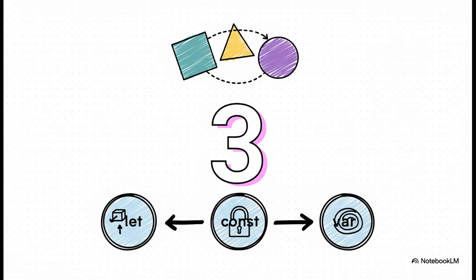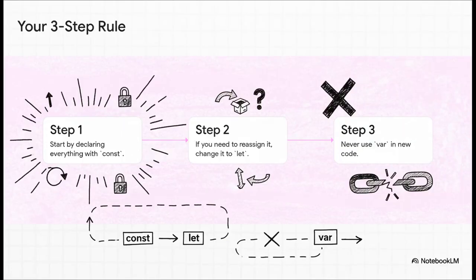In fact, we can boil this entire explainer down to one simple 3-step rule that will never, ever steer you wrong. Here it is. Step 1. Always start by declaring your variables with const. Step 2. If and only if you discover that you need to reassign that value, then you can go back and change it to let. And step 3, never use var. That's it. Follow that simple rule and your code will be safer, cleaner, and a whole lot easier to debug.